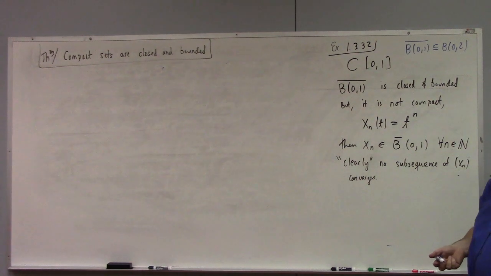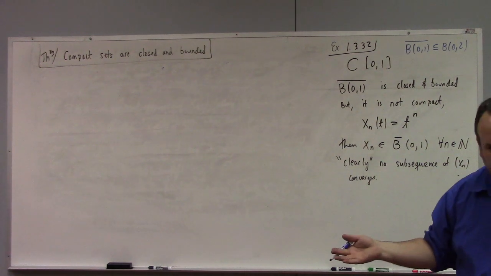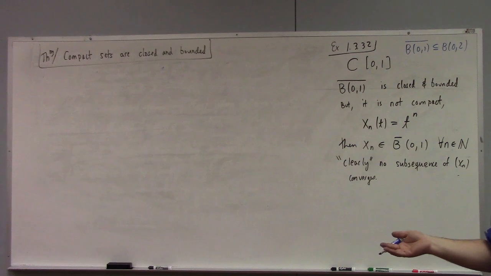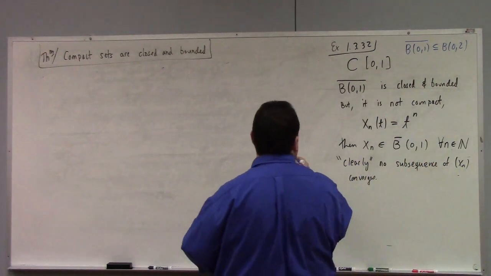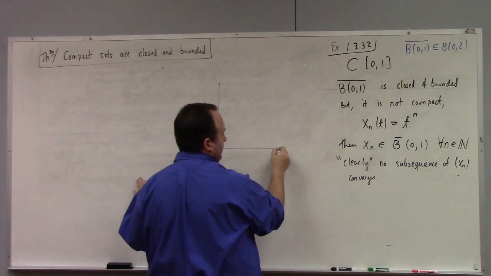Function on 0 to 1. Yeah, sure, right? t to the n is continuous on 0 to 1, right? Yeah. And so here, I think maybe drawing a picture is what we're missing here.